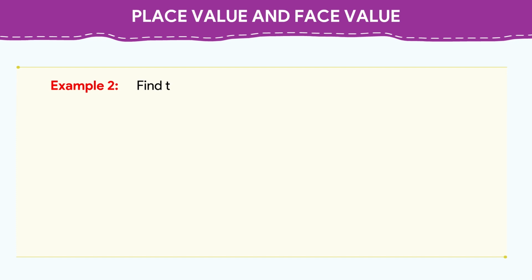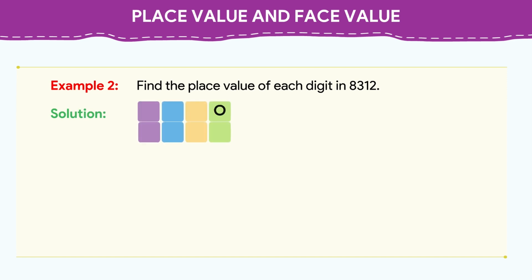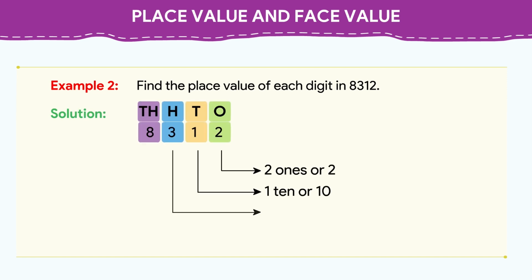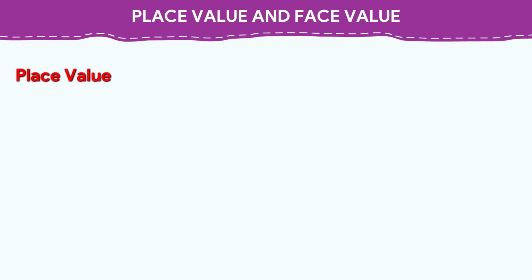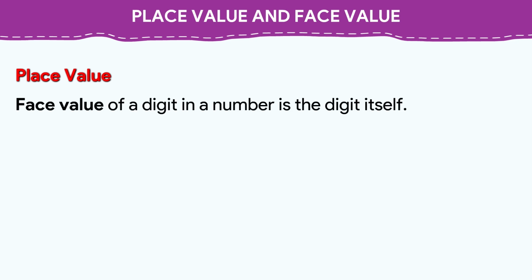Example 2. Find the place value of each digit in 8312. Solution. 2 ones or 2. 1 ten or 10. 3 hundreds or 300. 8 thousands or 8000. Face value. Face value of a digit in a number is the digit itself.